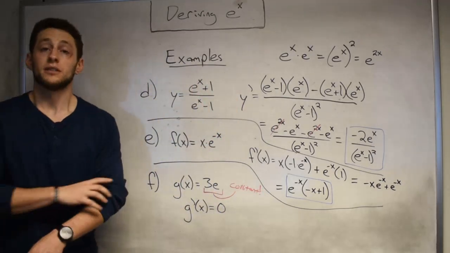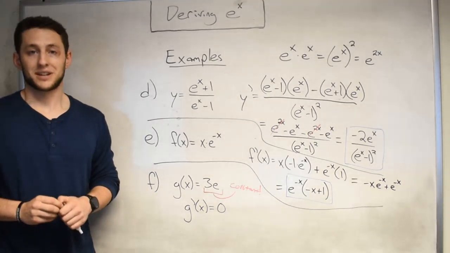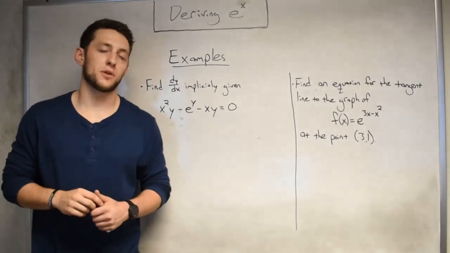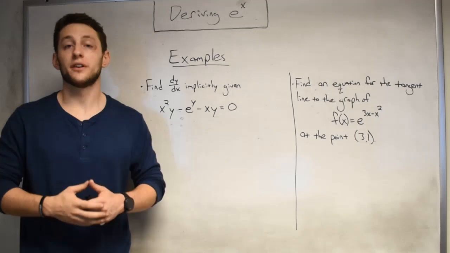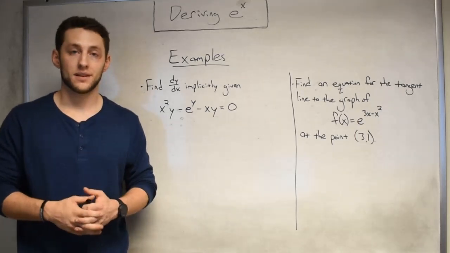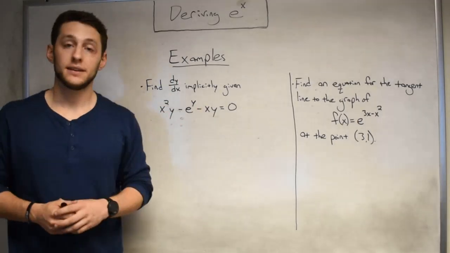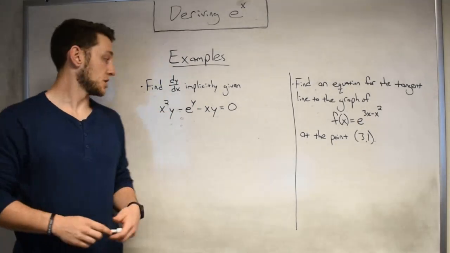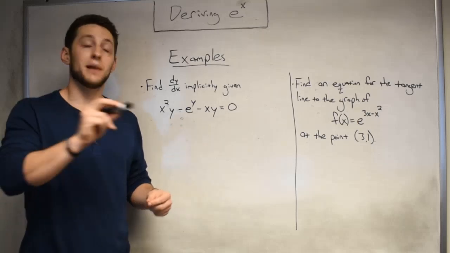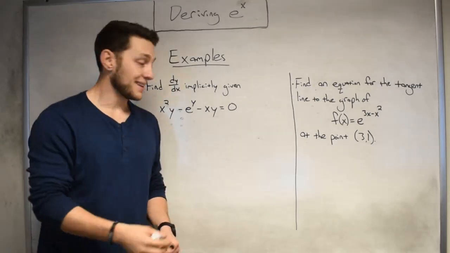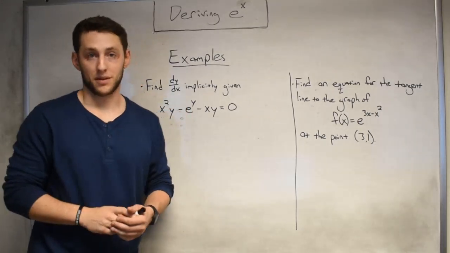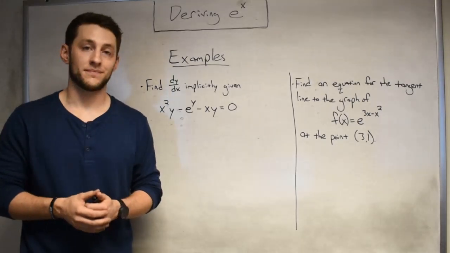To finish up, let's talk about an implicit differentiation example. Here we have 2 more examples to round out our exploration of the function e to the x. First and foremost, find dy over dx implicitly given the following equation: x squared times y minus e to the y minus x times y equals 0. A little bit of a contrived one.